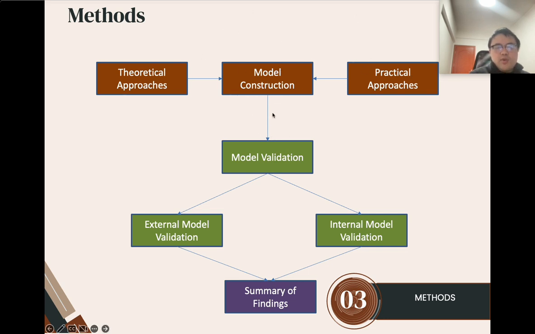Then we will also validate this model using internal model validation and external model validation. Once we get the feedback from internal model validation and external model validation, there will be a summary of findings which will be reiterated to change the model or to help validate the model again.